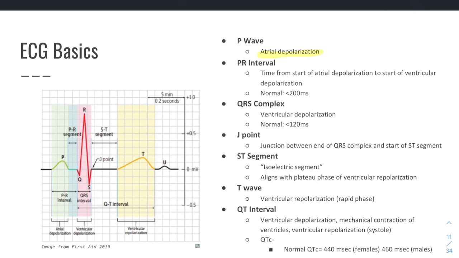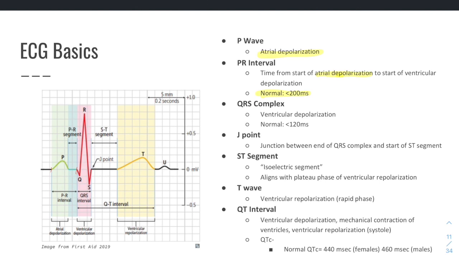The PR interval is the duration of time from the start of atrial depolarization, so from the start of the P wave up until the start of ventricular depolarization, which will be your Q wave, which is the first negative deflection of your QRS complex. And what we want to note is that the normal PR interval is less than 200 milliseconds, and we'll get into that when we look at the tracing in just a minute.